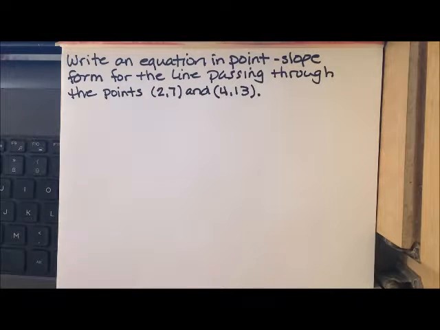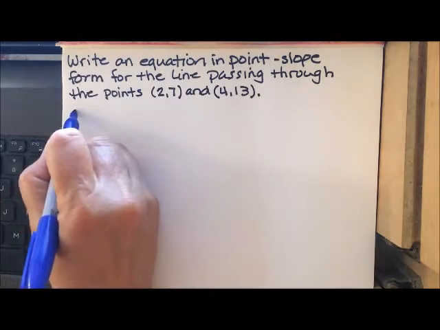This video addresses a different type of point slope form, one that is using 2 points rather than a slope and a point. So for this problem, write an equation in point slope form for the line passing through the points (2, 7) and (4, 13).